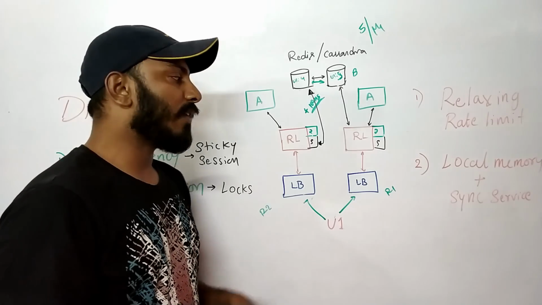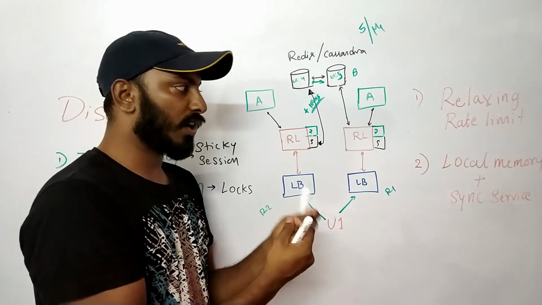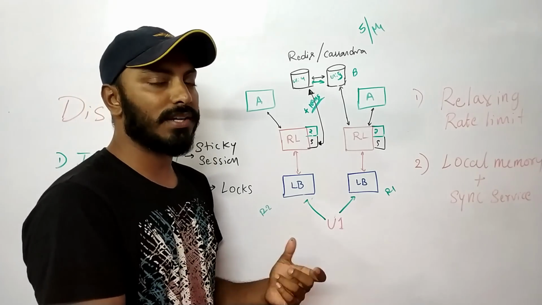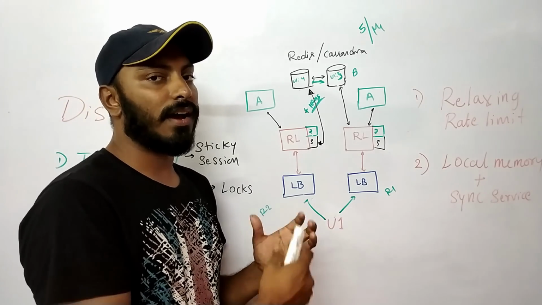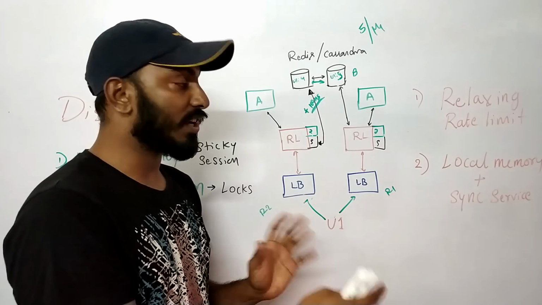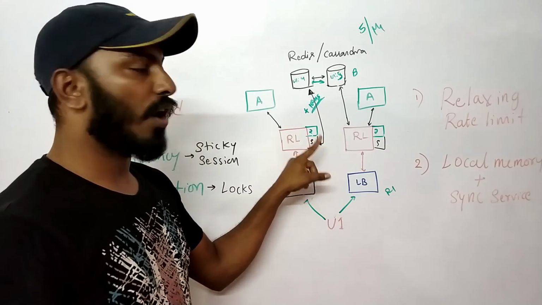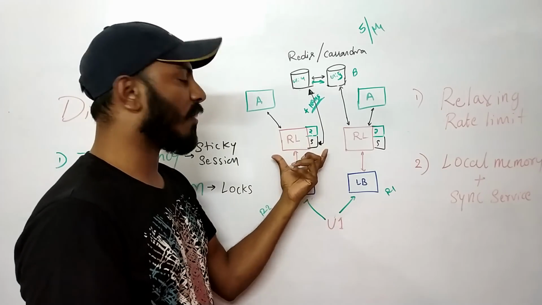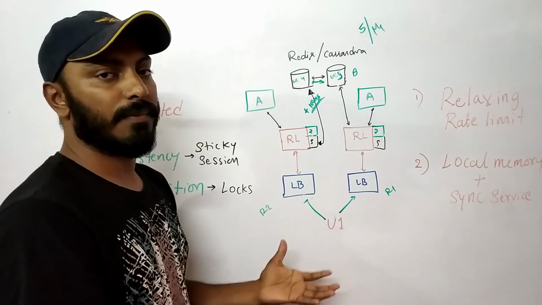So we will miss some requests. We will not be exactly serving 100 requests per minute. We might be serving 101 or 102, but that's okay, because we are still optimizing and making the performance of the rate limiter better.